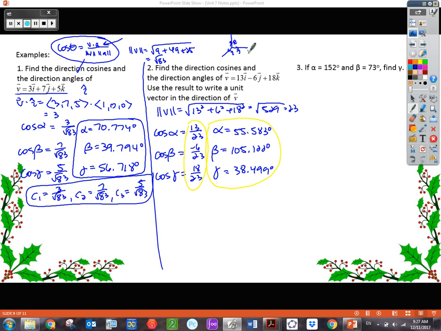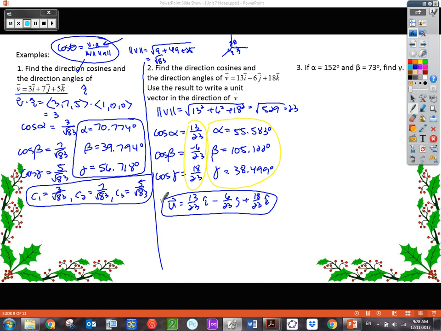I mean, it doesn't have to be i, j, or k. So we typically would notate that with a u for unit vector. That's what we would normally say, unit vector. And it sounds like this is going to be really hard, but think about if I use that property from the other page, cosine squared theta plus cosine squared beta plus cosine squared gamma. What does that give me? 1. Okay, these will give me a magnitude of 1. Right, so that is my unit vector. My unit vector is 13 over 23 i minus 6 over 23 j plus 18 over 23 k.